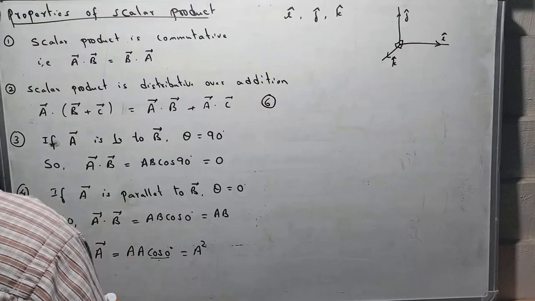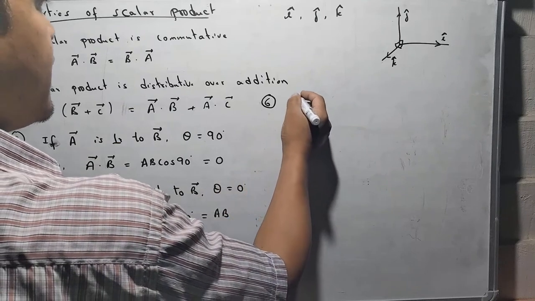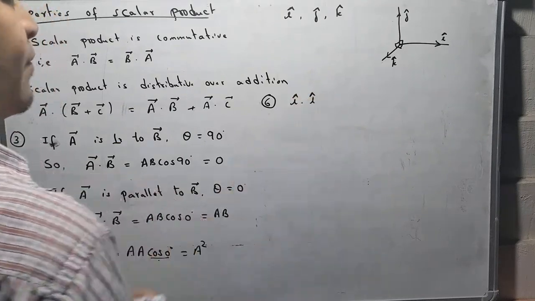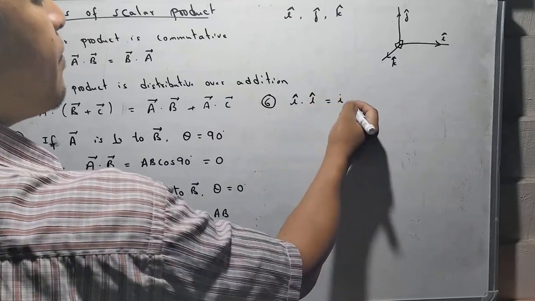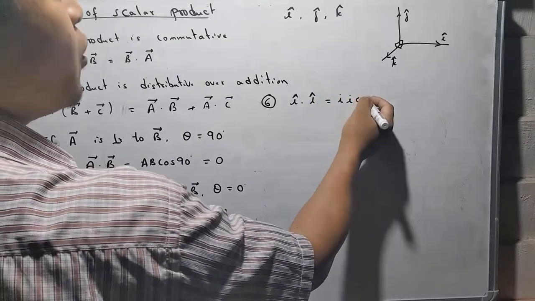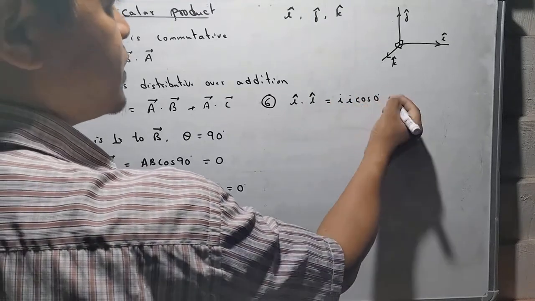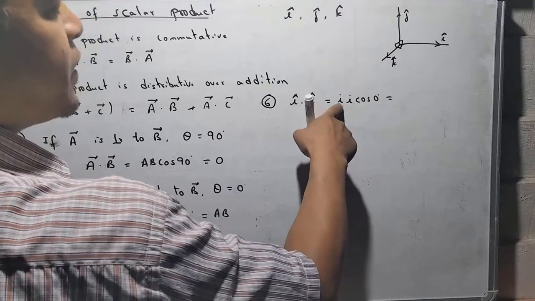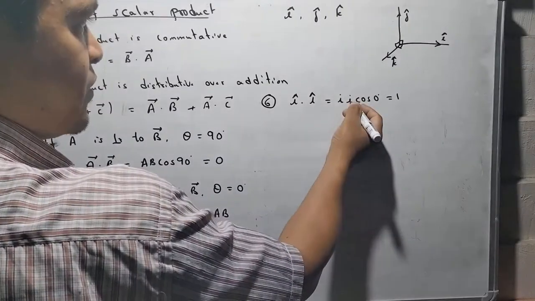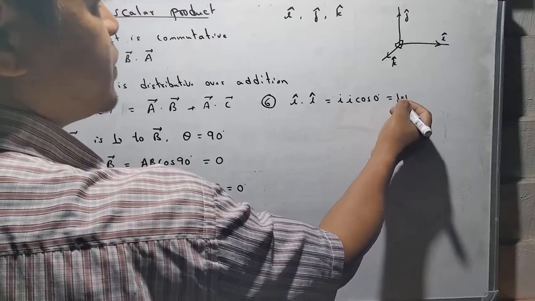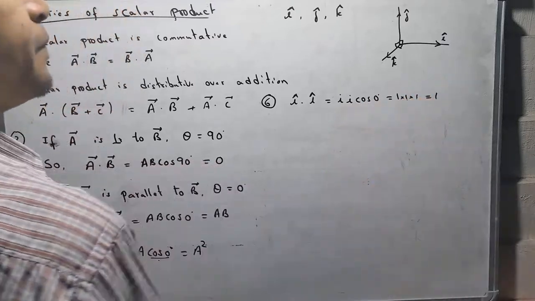So in property number 6, following property number 5, I can see that i cap dot i cap is equal to magnitude of i times magnitude of i times cos 0 degrees. And you know cos 0 is 1. The magnitude of the unit vector is equal to 1. So the magnitude of i is equal to 1, and cos 0 is 1. So 1 times 1 times 1 will be equal to 1. Okay.